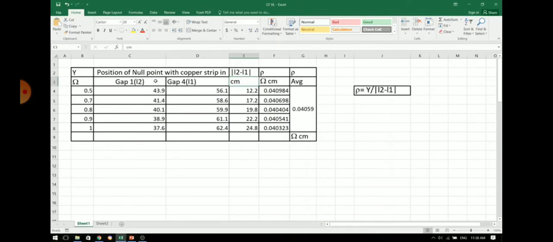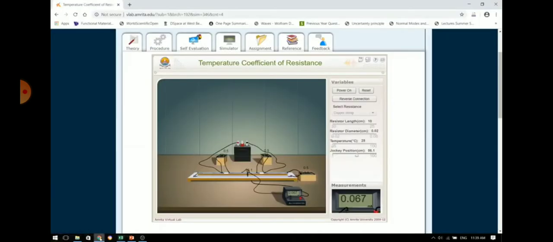Now we have taken the value in gap 1, say 56.1. I have already written that value, 56.1, in the table. But do not calculate or choose that value; I have chosen this value, and you have to take it according to your experiment. So the value is 56.1 for one gap, that is L1. Again I am going back to the experiment.